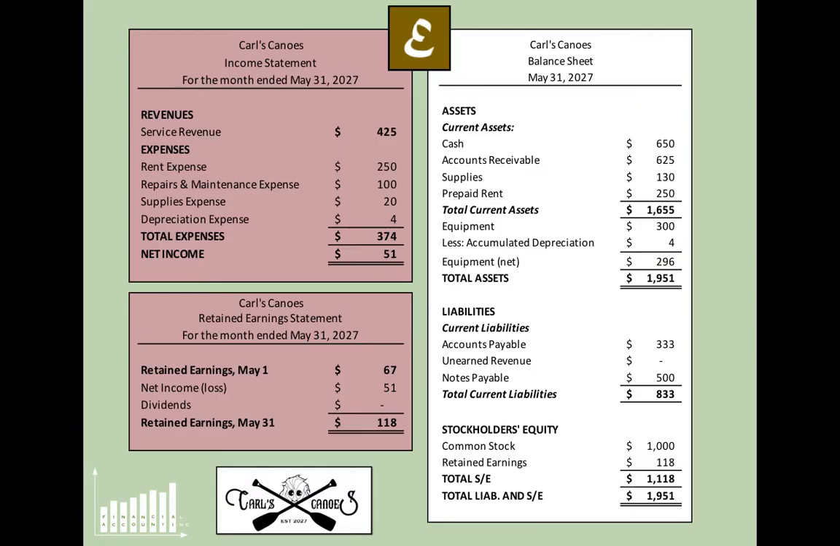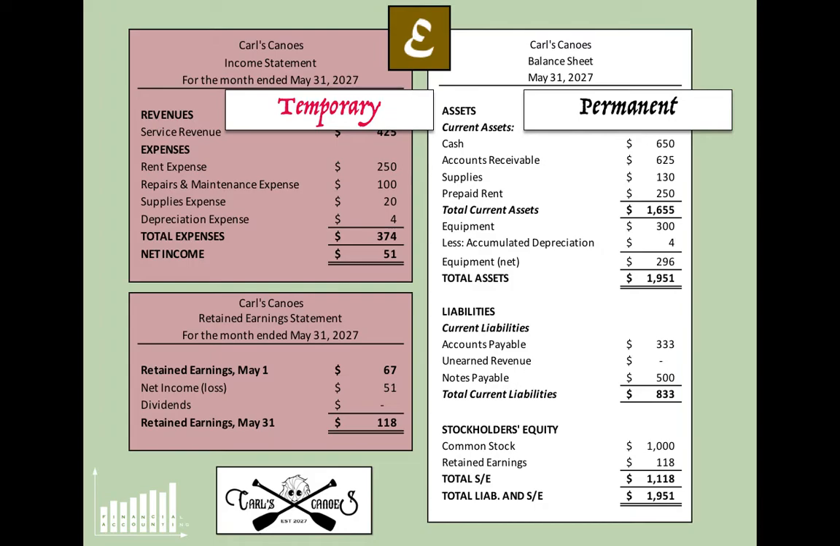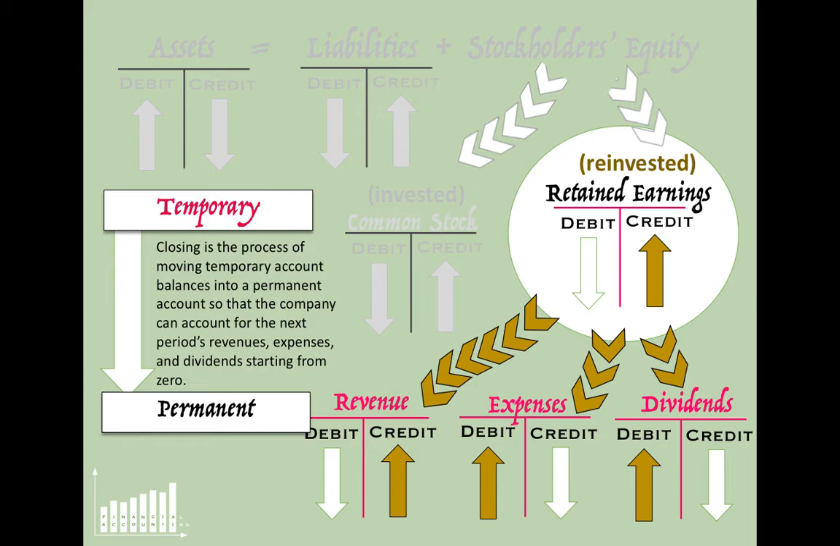So again, the income statement and the retained earnings statement primarily have our temporary account balances. They keep track of what happens over a period of time. The balance sheet is where we find all of our permanent accounts. Now, the process of closing: closing is the process of moving temporary account balances into a permanent account so that the company can account for the next period's revenues, expenses, and dividends starting from 0.